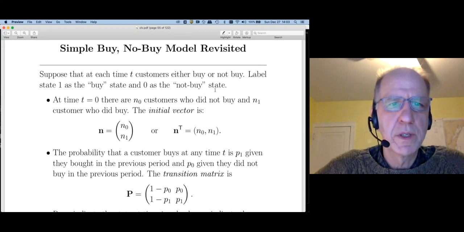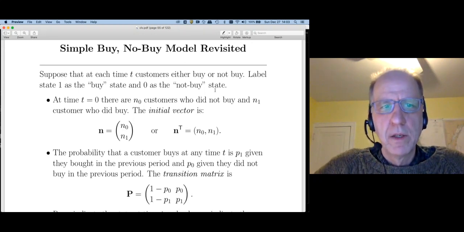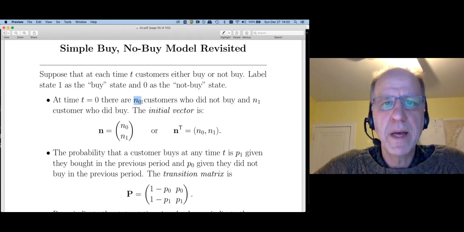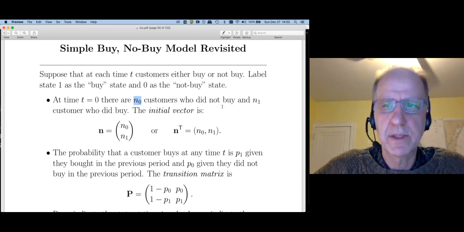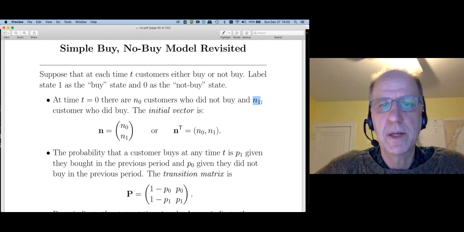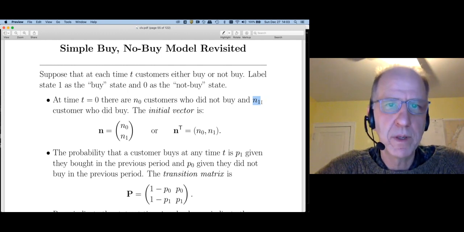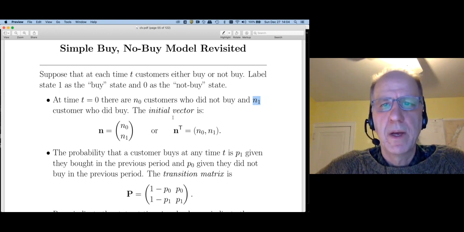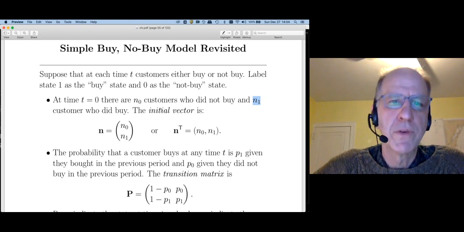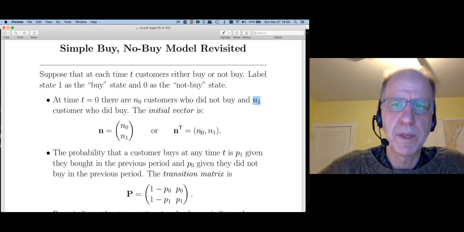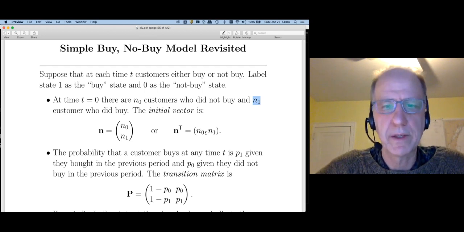Let's finish putting this into matrix notation. Remember, at time t equal to 0, we assumed that there were n naught customers in the non-buy state and n1 customers who started out as buyers in this first period. We're going to write n naught and n1 as a vector. It's called the initial vector, and this is what it looks like. Of course, n transpose will just be that as a row vector.